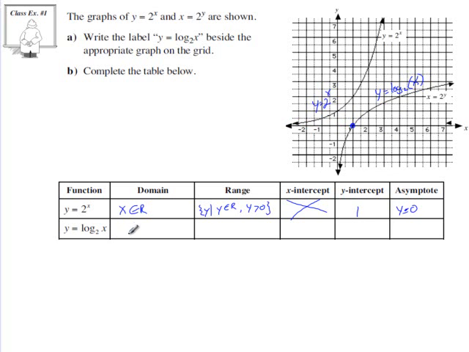Second graph, log base 2 of x. Your domain: x can be anything greater than 0 and a real number, so x is a real number and x is greater than 0. Y can be anything at all, so y is a real number, the only restriction. X-intercept is 1, and it never crosses the y-axis, so there is no y-intercept. Asymptote is along this vertical line, x equals 0.